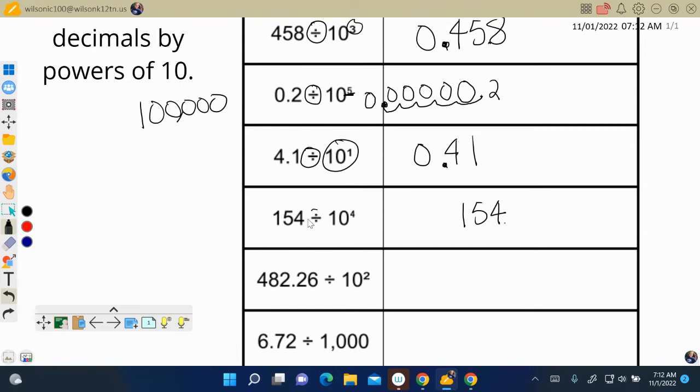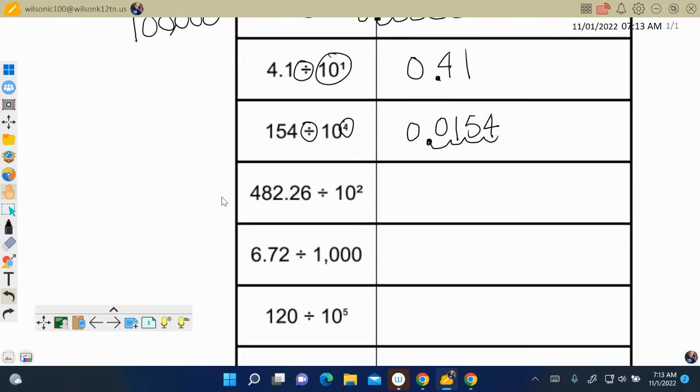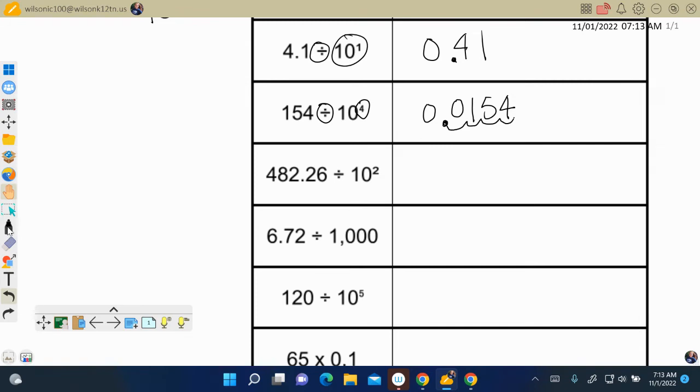And we're going to divide by 10 to the fourth power, which means we're going to swoop it left 4 times. So put your pencil on it. 1, 2, 3, 4. Looks good. I'm going to add my 0 and my 0. And my answer is 0.0154. Looks good, looks good.